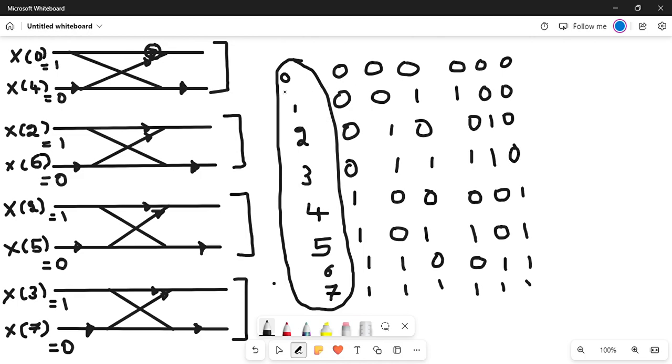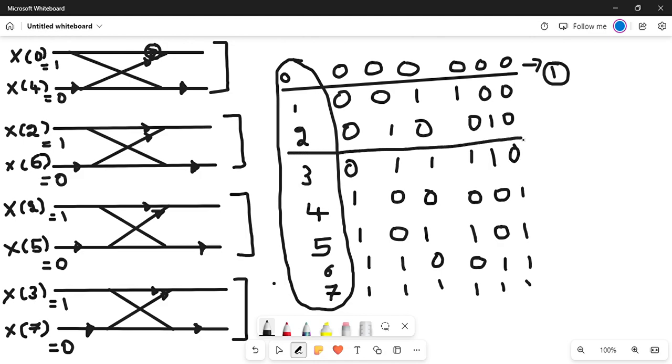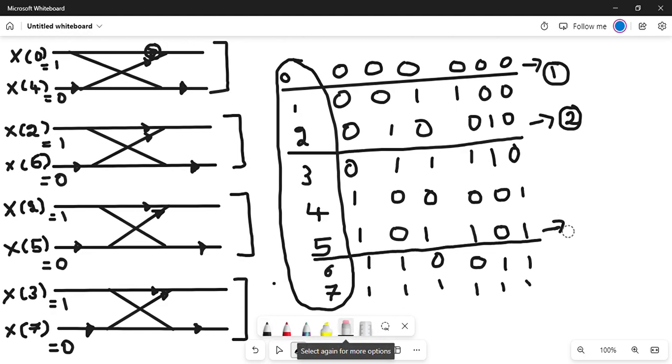You can observe this table here. So for 0 it is completely 0, number 1, okay, and for 2 it is completely 2, right, and for 5 it is completely 5, right, correct. So this is what you're supposed to understand, right?